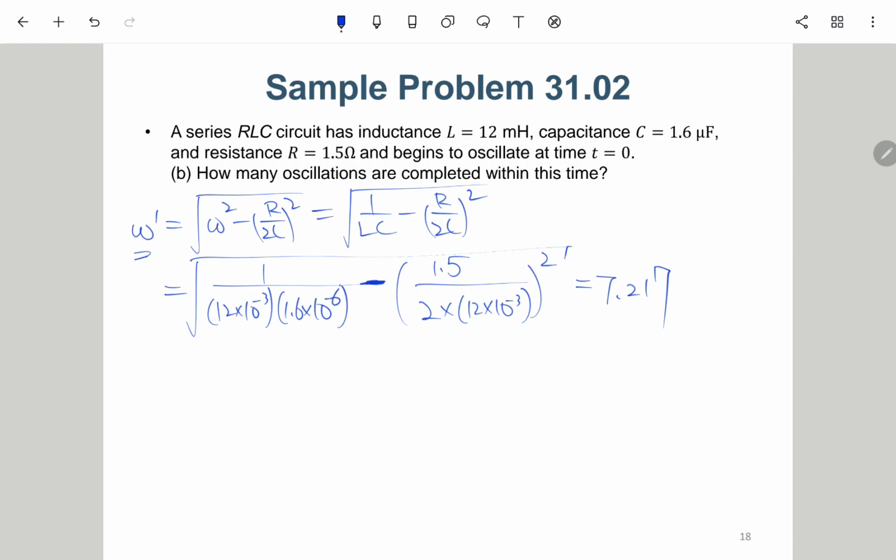This is an angular frequency. Actually, this is times 10 to the third power. So the SI unit should be radian per second. Yeah, radian per second.